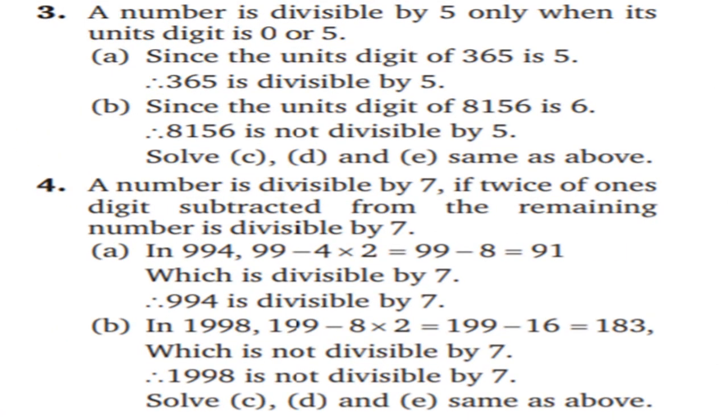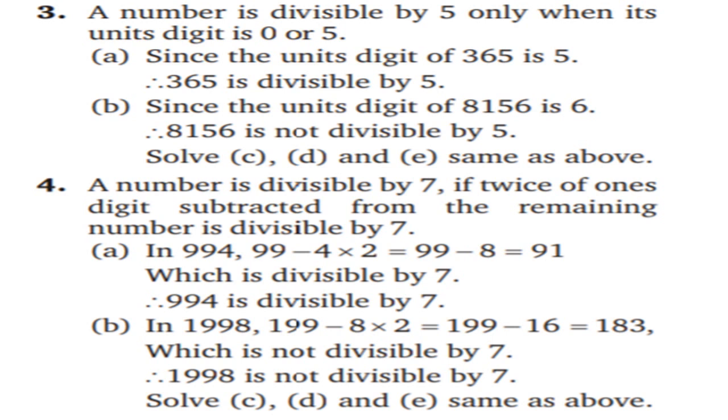Now question number 3, see in your book which of the following numbers are divisible by 5. A number is divisible by 5 only when its unit digit is 0 or 5. So A part is 365. Since the unit digit of 365 is 5, therefore 365 is divisible by 5.